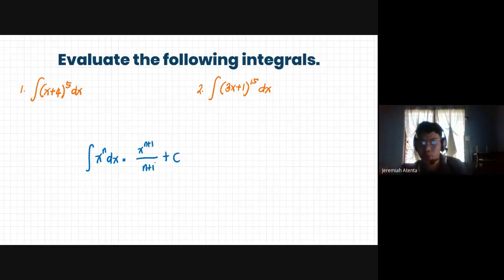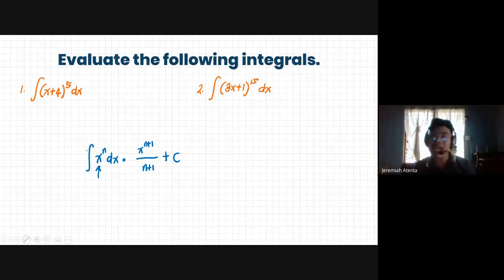This is the power rule in integration, right? But take note here, it should be x. But here, we have x plus 4. So therefore, we must do something here. Okay, so we need to make this x plus 4 into one variable.